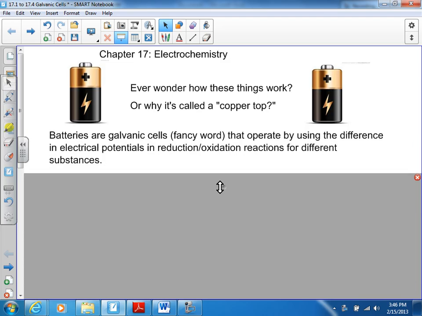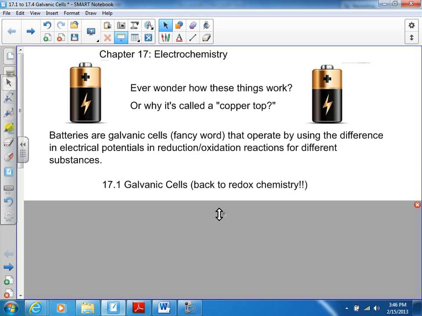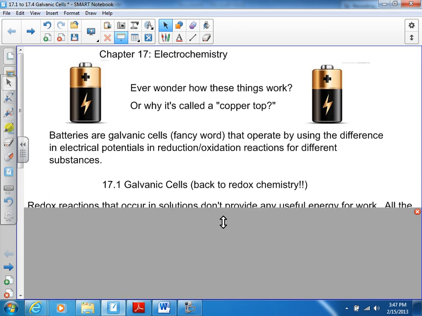So, batteries, they're just galvanic cells. We're going to learn all about galvanic cells today. They operate by using the difference in electrical potentials in reduction-oxidation reactions for different substances. So, 17.1, galvanic cells. We're doing redox chemistry again, reduction oxidation.